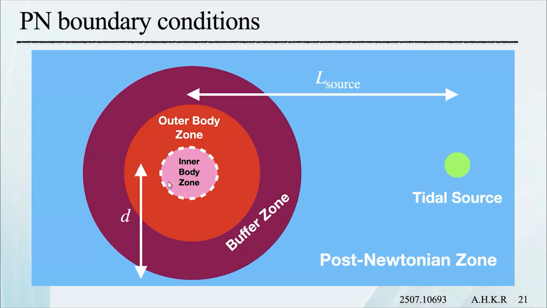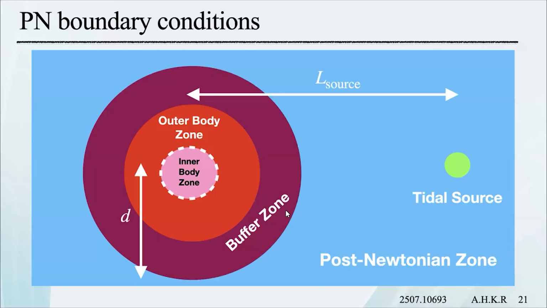D here is the mean radius of the buffer zone. And in the buffer zone, the post-Newtonian expansion is valid. So what this tells you is that the boundary conditions have to be the post-Newtonian solution in the buffer zone. If you use that solution, you have some hope of getting a symmetric boundary condition. And the post-Newtonian metric, the conservative dynamics, does not have dissipation in it. The dissipation enters at 2.5 PN and higher.